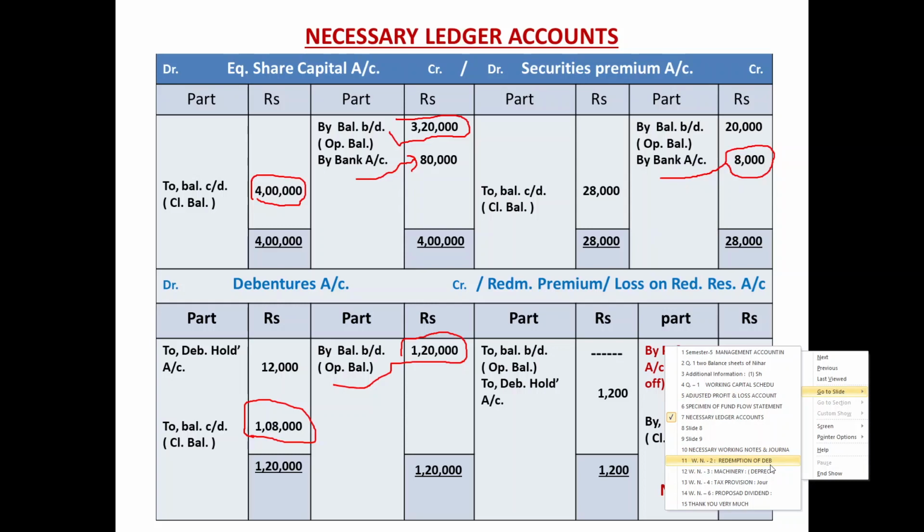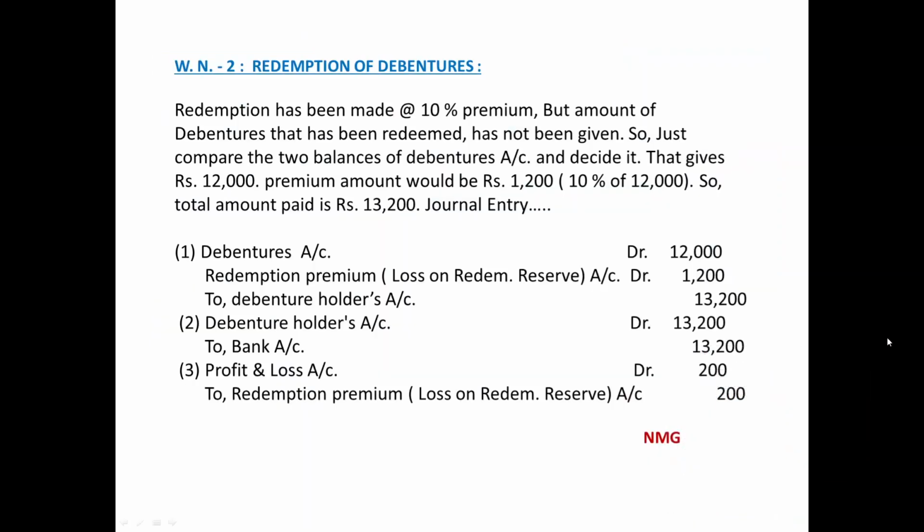Once again, 12,000 worth of debentures with 10% premium. 10% of 12,000 is rupees 1,200. So total amount paid to debenture holders is 13,200. Journal entry number 1, debentures account debited rupees 12,000.